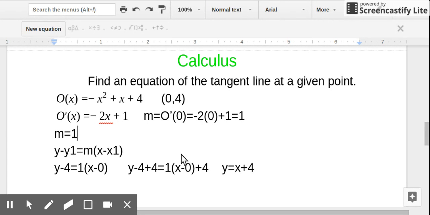And then we're going to be moving on to the shortcut methods of actually finding the derivative of these functions.